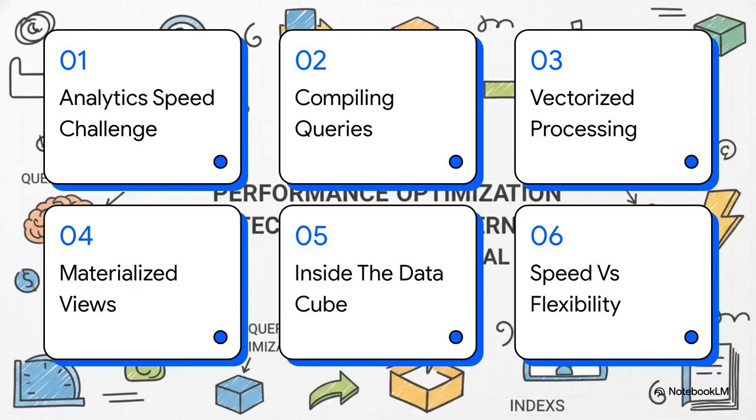All right, so here is our roadmap for today. We'll start by defining the analytics speed challenge. Then we'll look at two distinct execution engine optimizations: compiling analytics queries and vectorized query processing. After that, we'll pivot over to materialized views, take a look inside the data cube, and finally wrap things up with the ultimate engineering trade-off: speed versus flexibility.